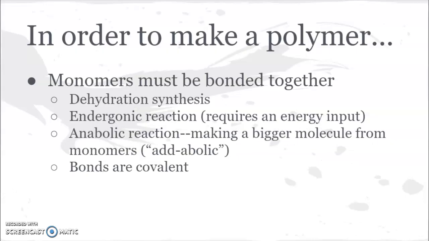So in order to make a polymer, you have to take those individual monomers, those individual building blocks, and bond them together. The name for this type of reaction that bonds two monomers together is called dehydration synthesis. Some features of dehydration synthesis: we would call this reaction an endergonic reaction, which means it requires an energy input, because we're forming bonds here. And this is also called an anabolic reaction.